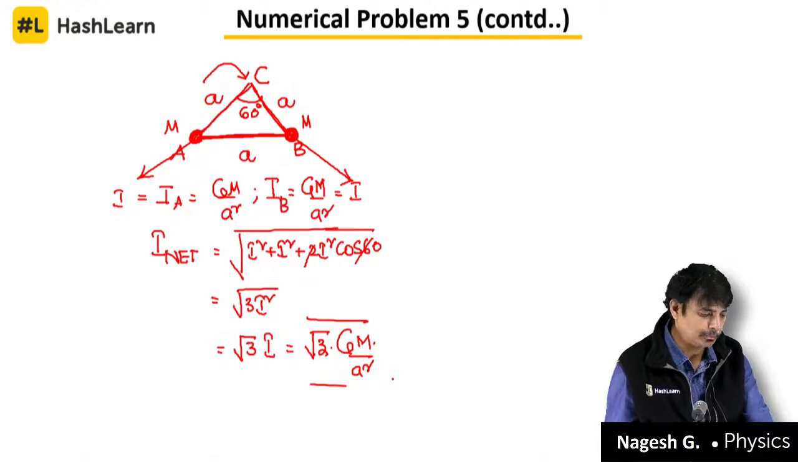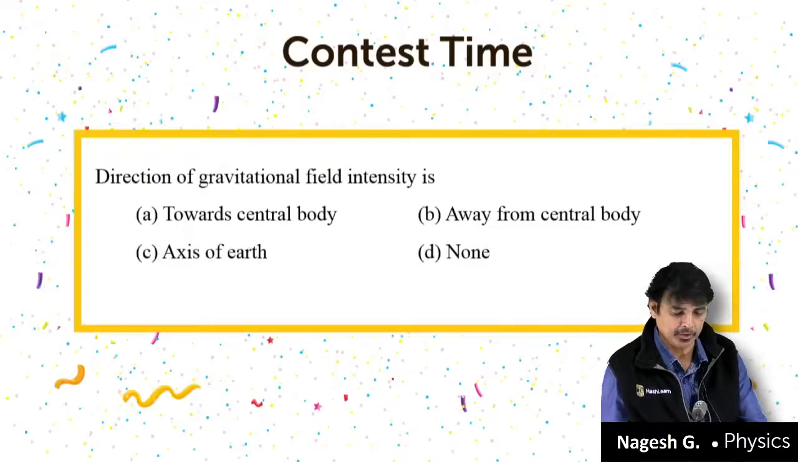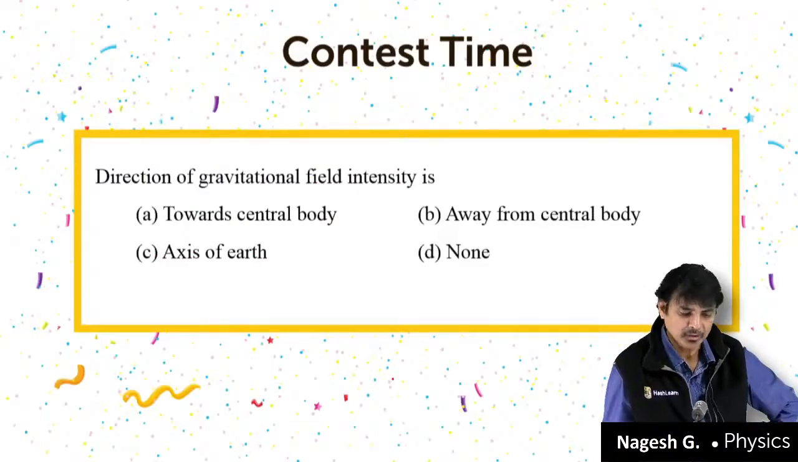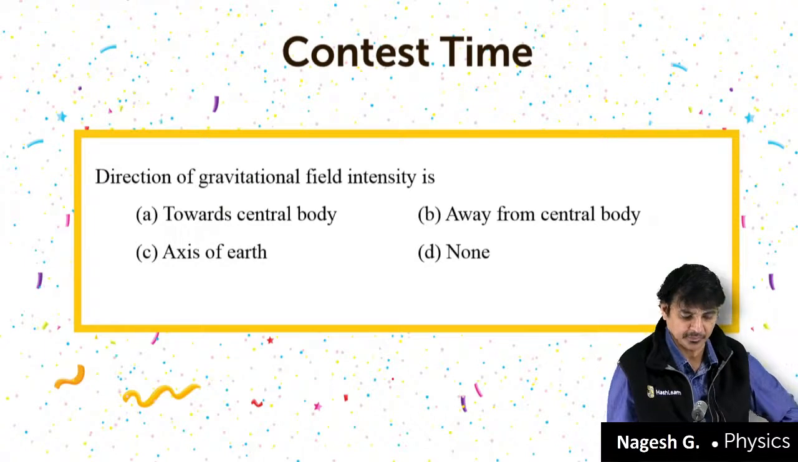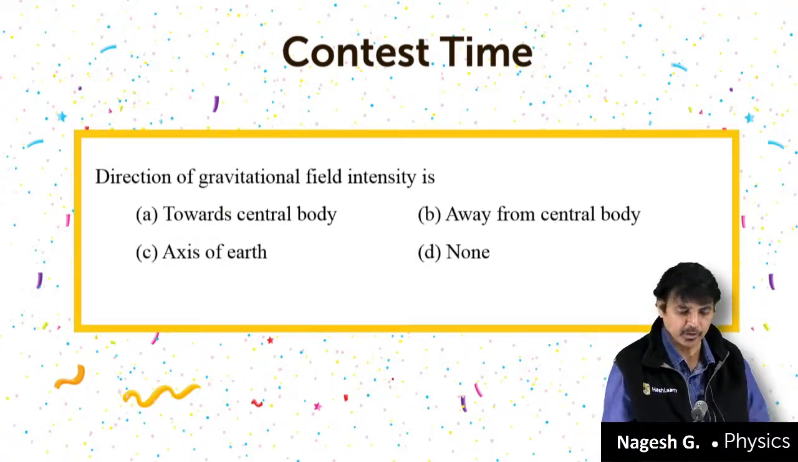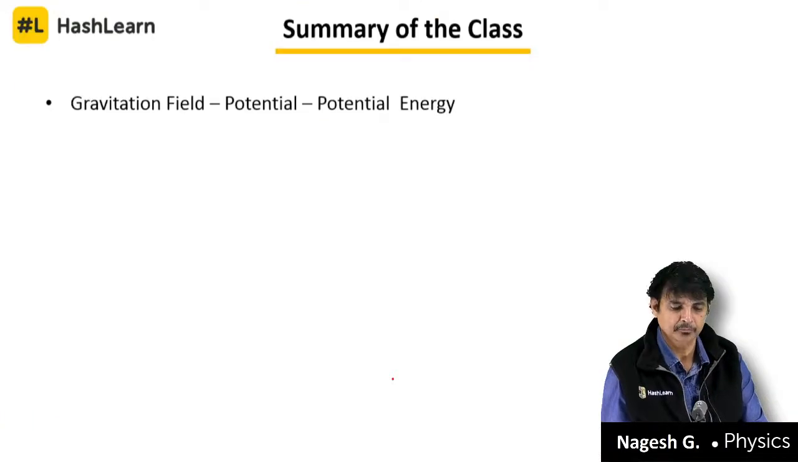Now, the more prominent problems are nothing but contest time. Direction of the gravitational field intensity is towards the central body, away from the central body, axis of the earth, or none. That is nothing but central body. This is a contest question.